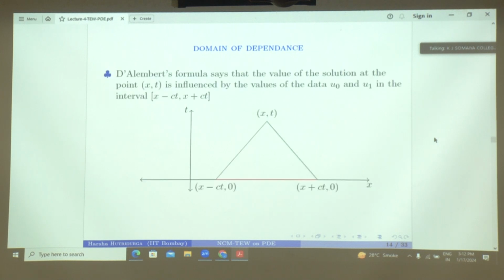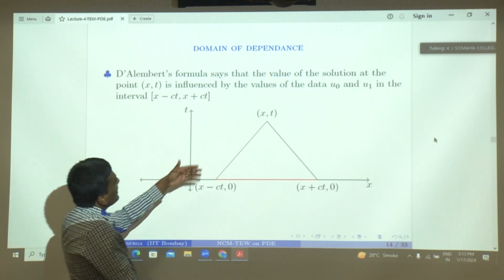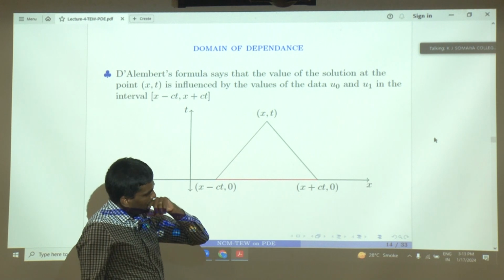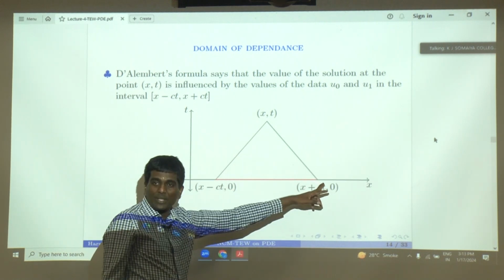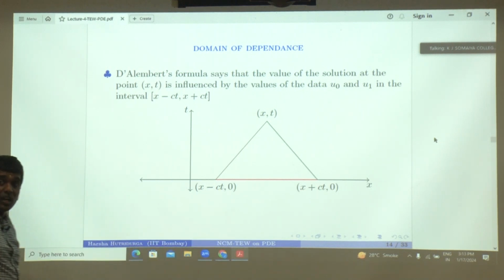By domain of dependence, as the name suggests, if you're standing at a point, it is the part of your initial axis on which your solution at that point depends. And D'Alembert's formula essentially tells you that this is that interval. This interval x minus ct to x plus ct is the domain of dependence of your solution at the point x comma t. We are just giving it a name. But it's a very important notion to have.